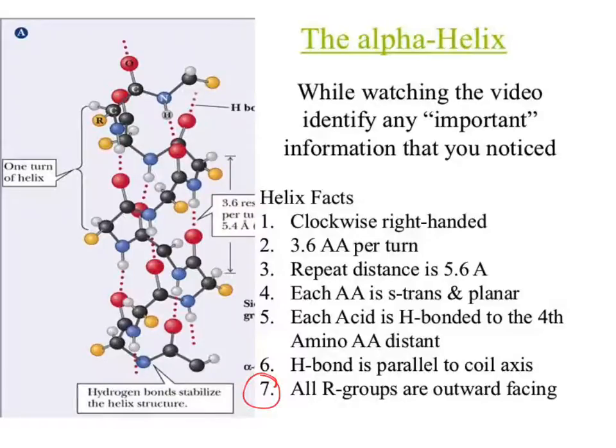The hydrogen bonding being parallel to the coil axis is less important, but if we look at it, our coil axis is running up and down. Where are all the hydrogen bonds? Running up and down. So it's kind of an inherent one, just cleanly stated there. Each amino acid bonded to the 4th amino acid that is distant: for those of you taking MCAT level tests, I think they start to get nitpicky like that. I don't care.